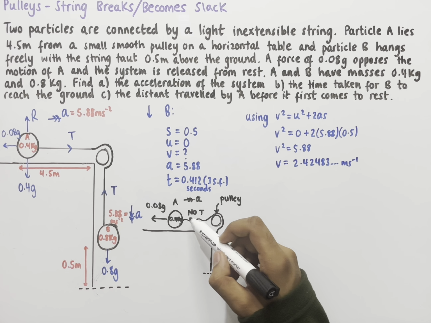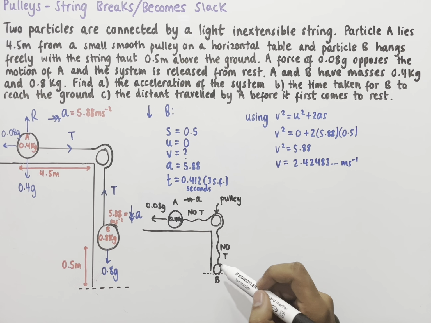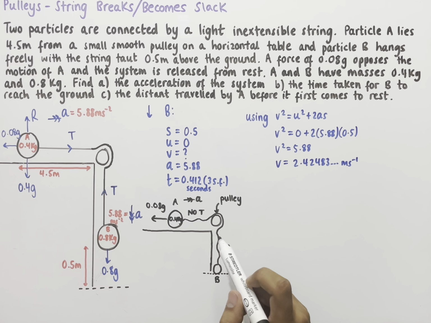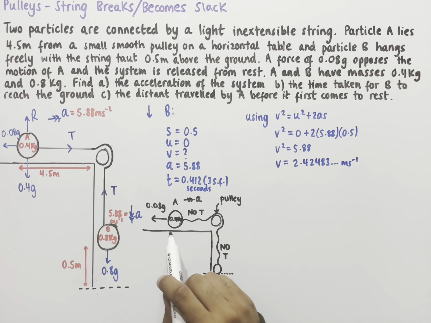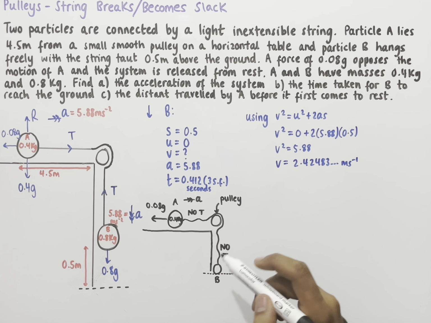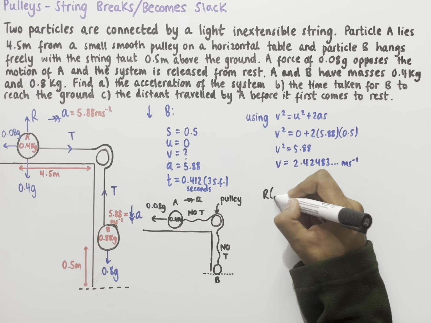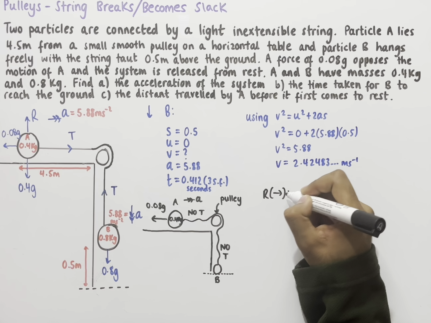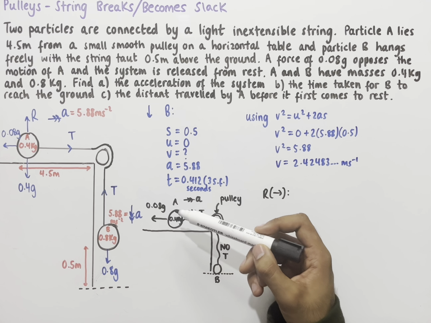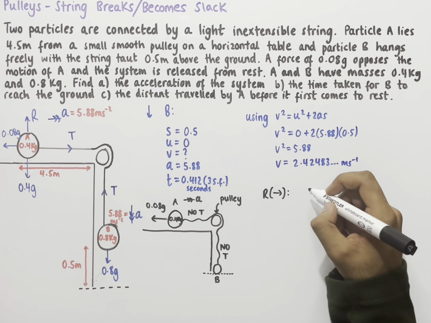So we can see that there's no tension in the string since it's either become slack or it's broken, and particle A is continuing to move towards the right, towards the pulley, but there is no driving force. And so if we work out a new acceleration now, we have the following. So resolving towards the right, we know that there's no force acting towards the right, but there is the force resisting the motion of A, which is 0.08g. And since this is acting towards the left, this must be negative.